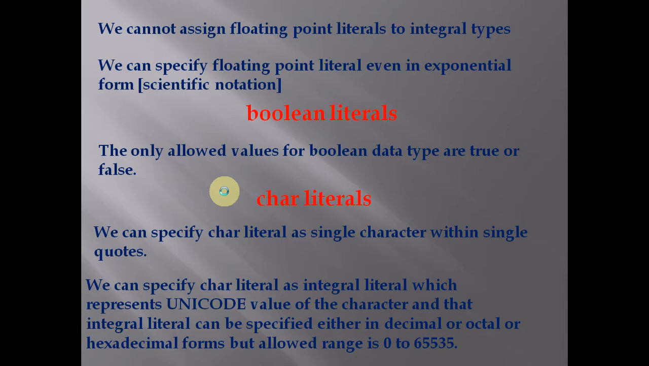In this case, because the number 65 is in the range of 0 to 65535, the char literal is happily going to allocate this value, which is 65, to the associated character. So 65 is associated with the capital letter A, and it will be happily assigned to the char ch.